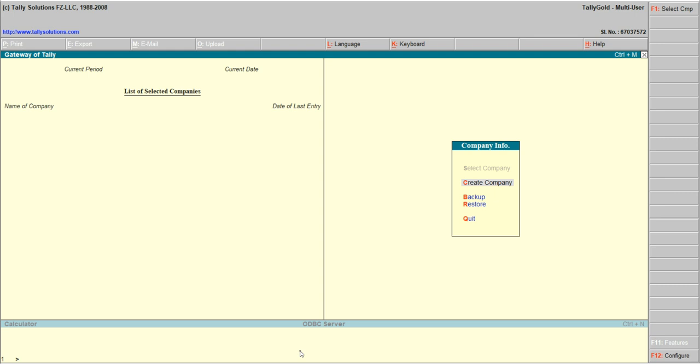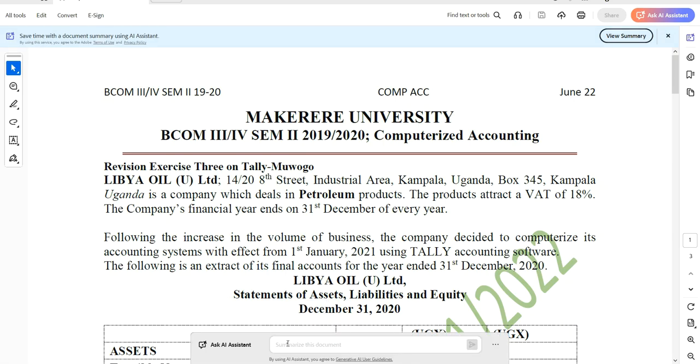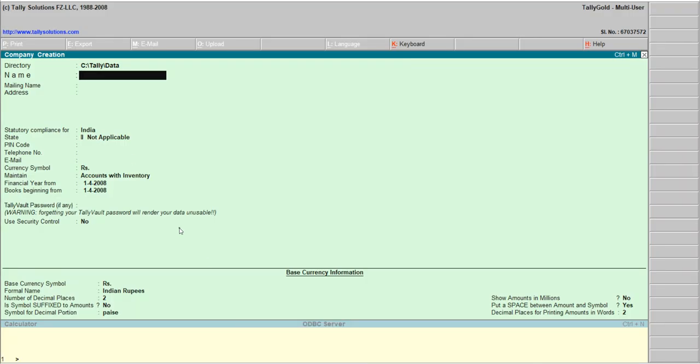So we are going to create a company first. Company creation. What's the name? Let me use the name of this very company, but of course you have to stick to the instructions given in the question. But I will use Libya Oil Uganda Limited as the name of the company.